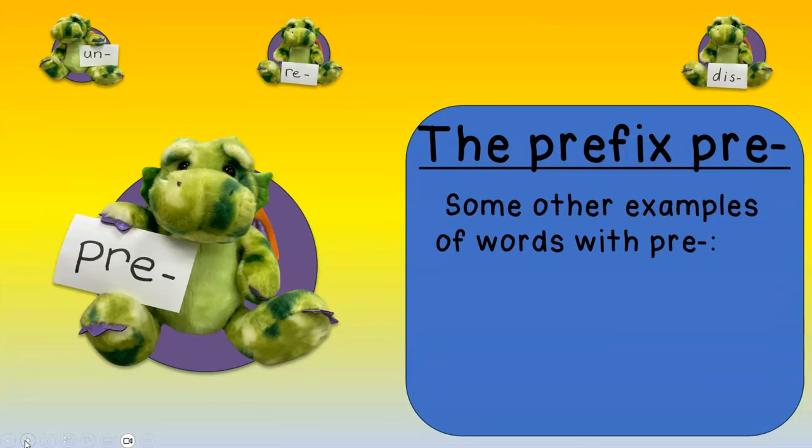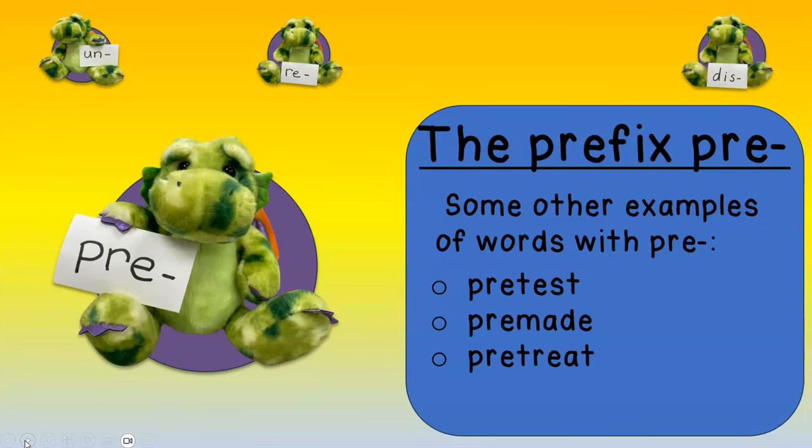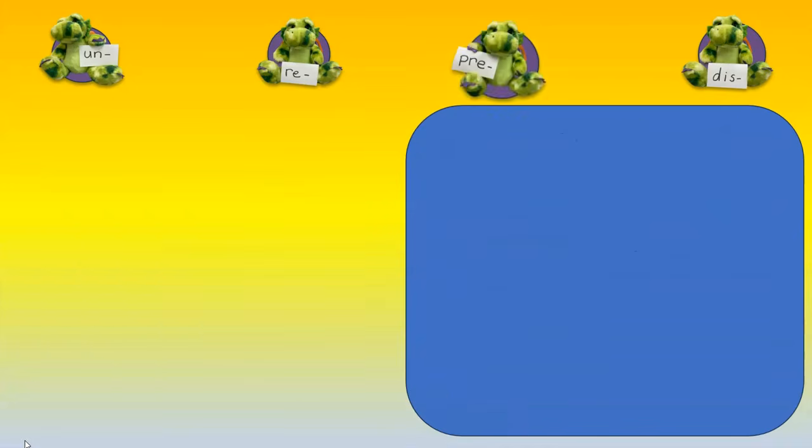And some other words that use the pre prefix include pretest, premade, pretreat, and prepaid. A pretest is something you take before you learn the material. Premade could be like premade cupcakes or premade cookies. You buy them from the store that way. Pretreat is where you put things down on the road or on your clothes if there's a stain or if there's going to be ice. We pretreat the roads before they get messy. And prepaid is where you pay for something before you use it, before you spend it.